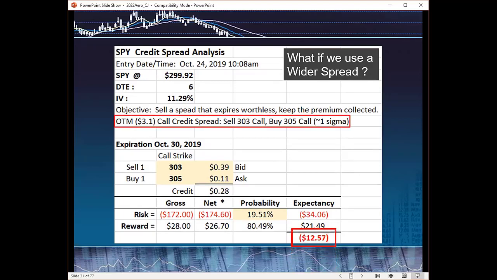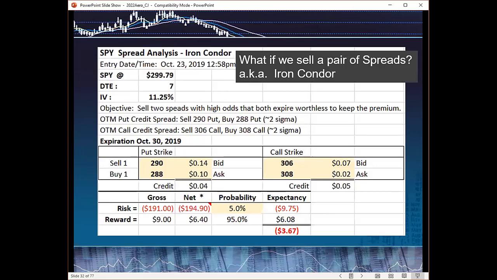Well, we still get a negative expectancy. What if we did a pair of spreads known as an iron condor? We do a put spread below the market and a call spread above the market. And hopefully, when we're lucky, both of those expire worthless, we keep the credit. Well, again, when you do the expectancy, even though 95% of the time it's going to be a winning trade, 5% of the time it could be a losing trade, and that's enough to create a negative expectancy.